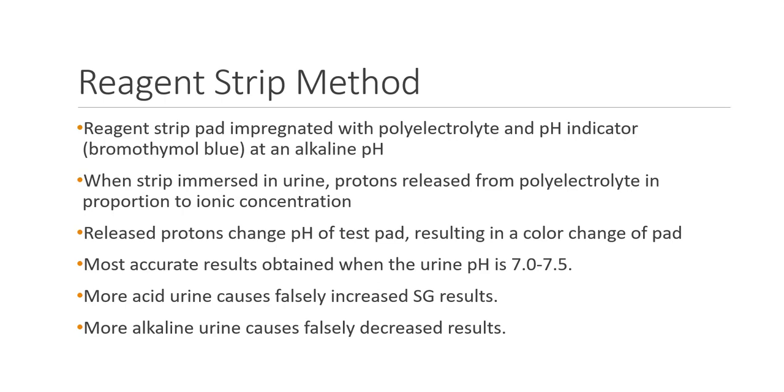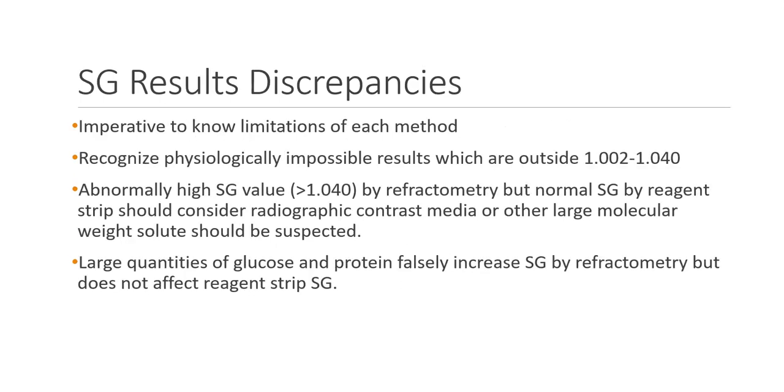Most accurate results are obtained when the urine pH is 7.0 to 7.5. More acid urines may cause falsely increased specific gravity results. More alkaline urine causes falsely decreased results. With any laboratory procedure, it's imperative to know the limitations of each method. You may do a kit test. You may do other types of tests.